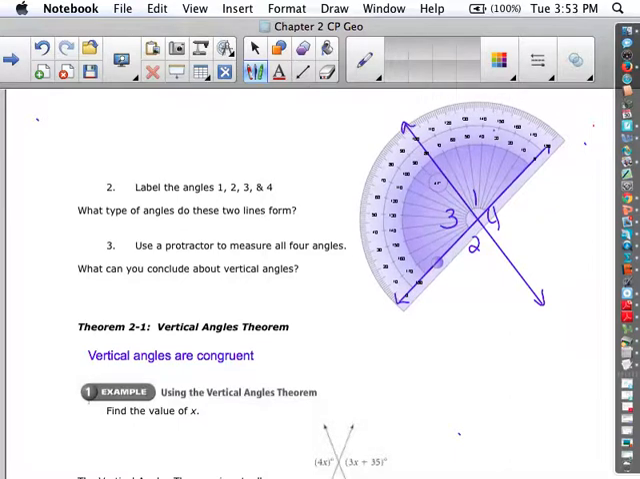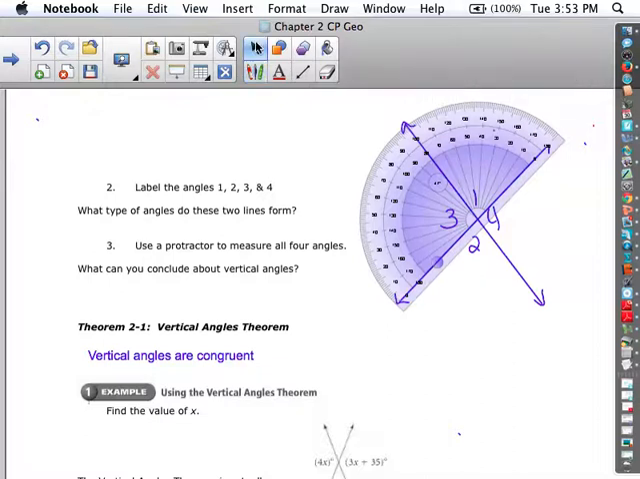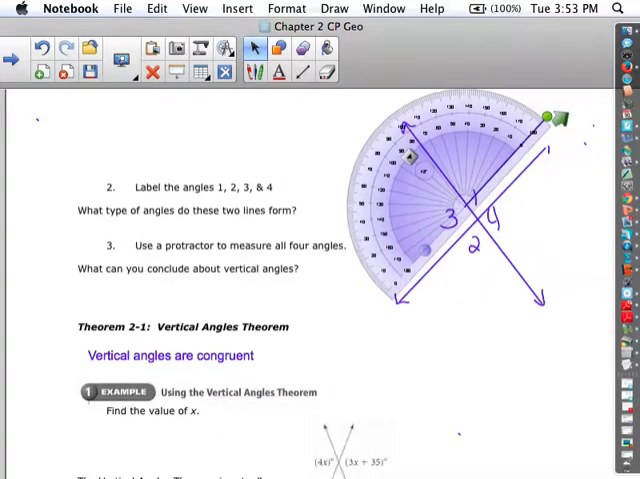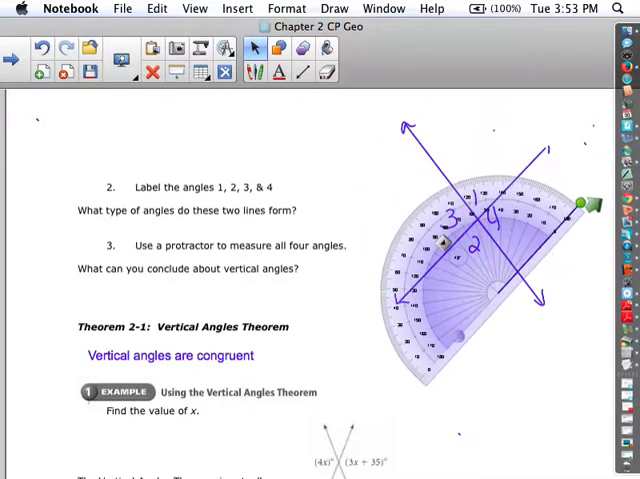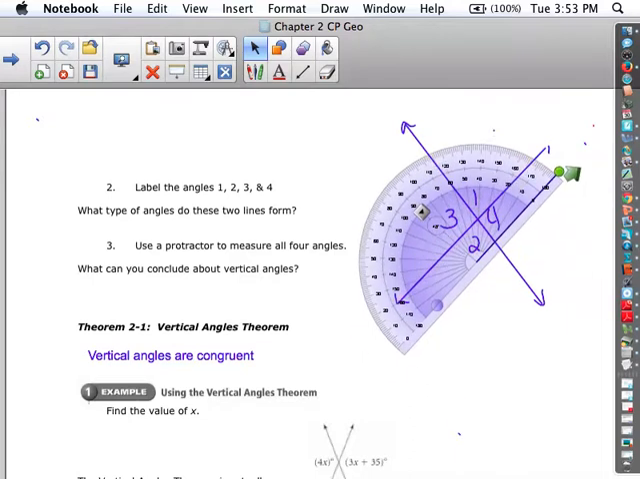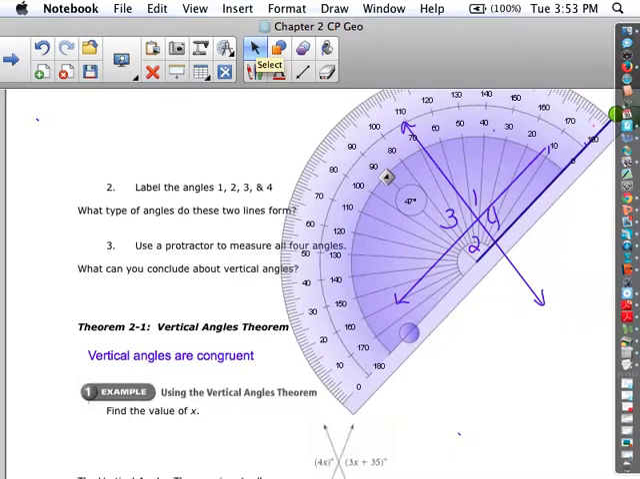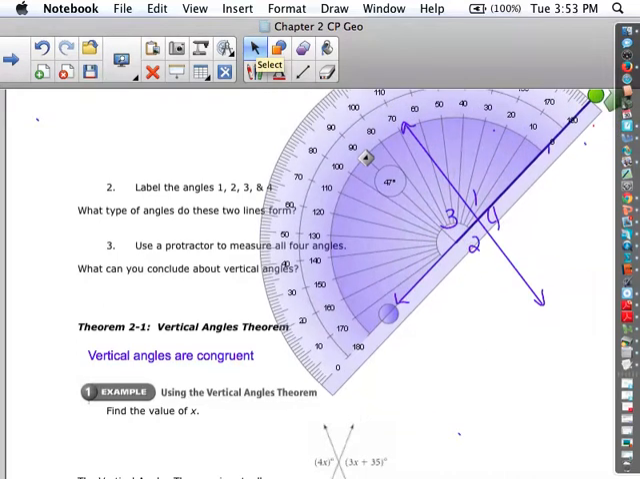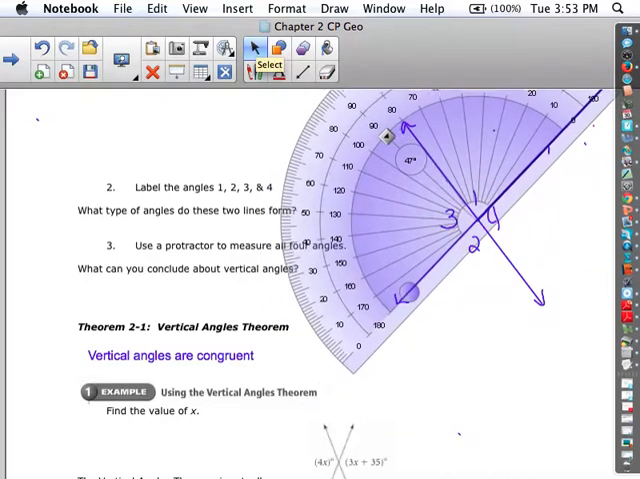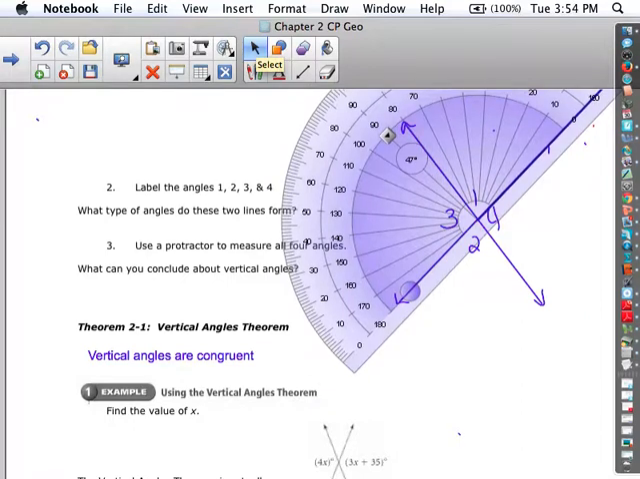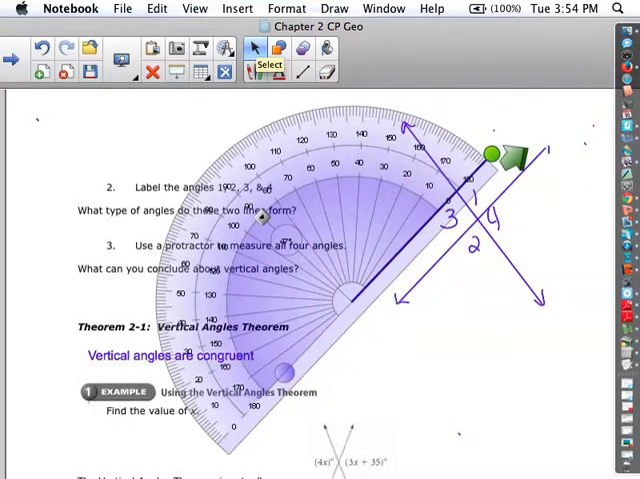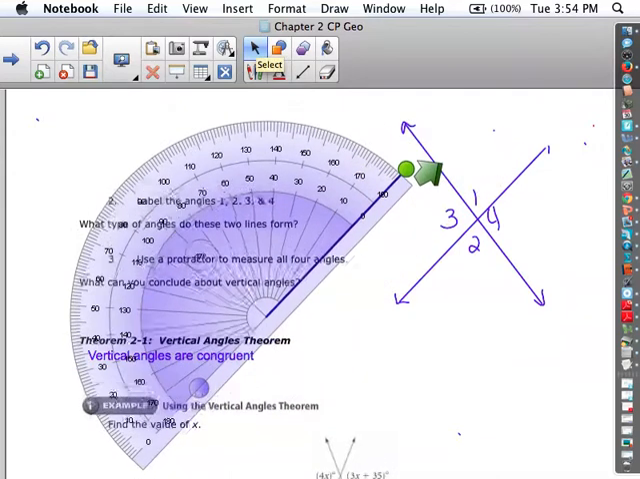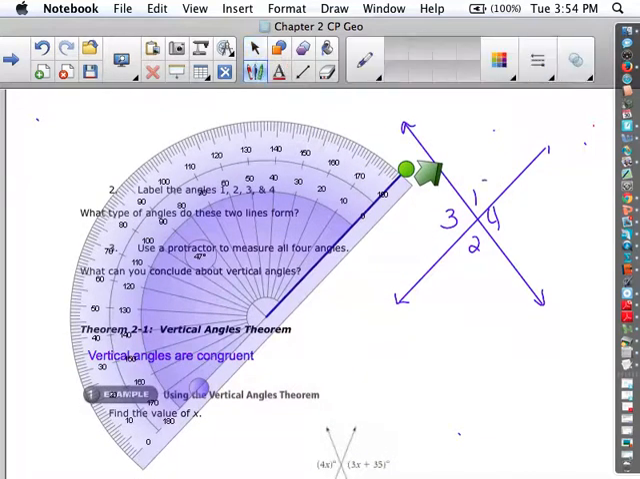Okay, so I'm measuring here on the inside. I can make that a little larger. There we go. That's much better. Now I'll be able to actually see that. Center the protractor here. So angle 1 is 80 degrees. When I measure angle 1, that is 80 degrees.